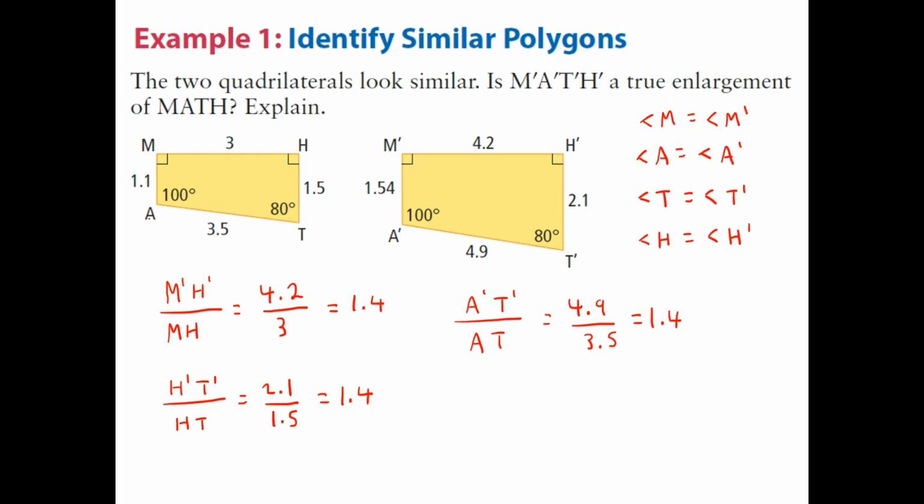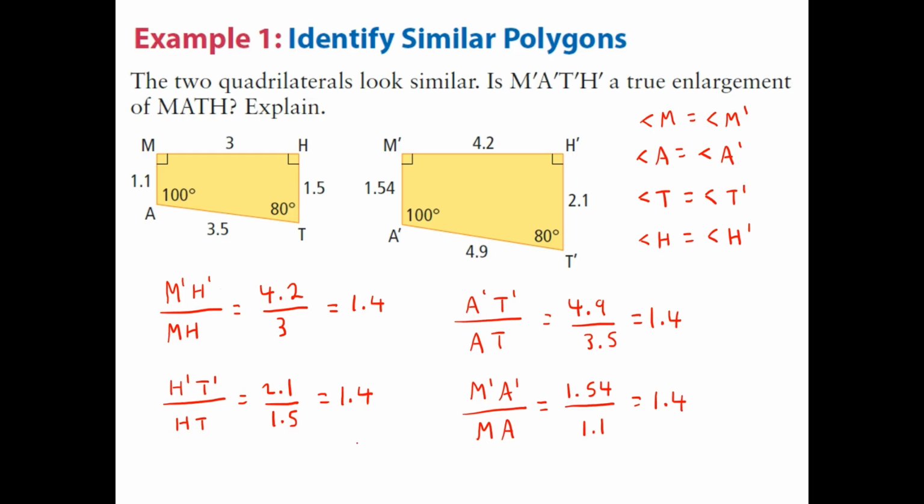Now we just have to check our last side, which is MA and M prime to A prime. For M prime to A prime, divided by M to A, I get 1.54 for M prime to A prime, and for its corresponding side, M to A is 1.1. If I divide 1.54 by 1.1, do I get 1.4? In this case, yes, I do.